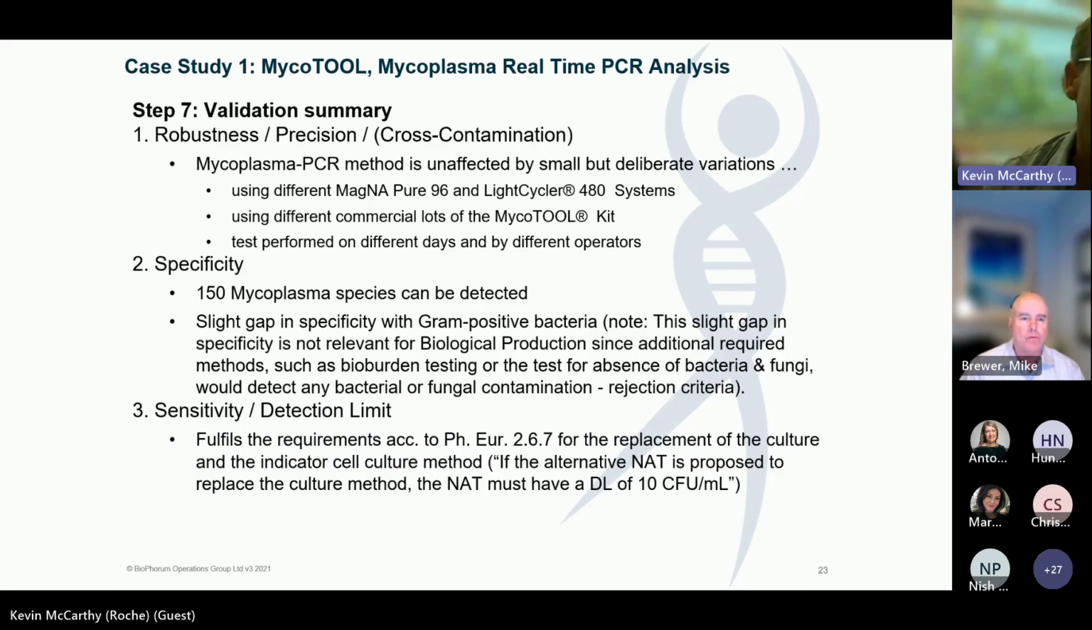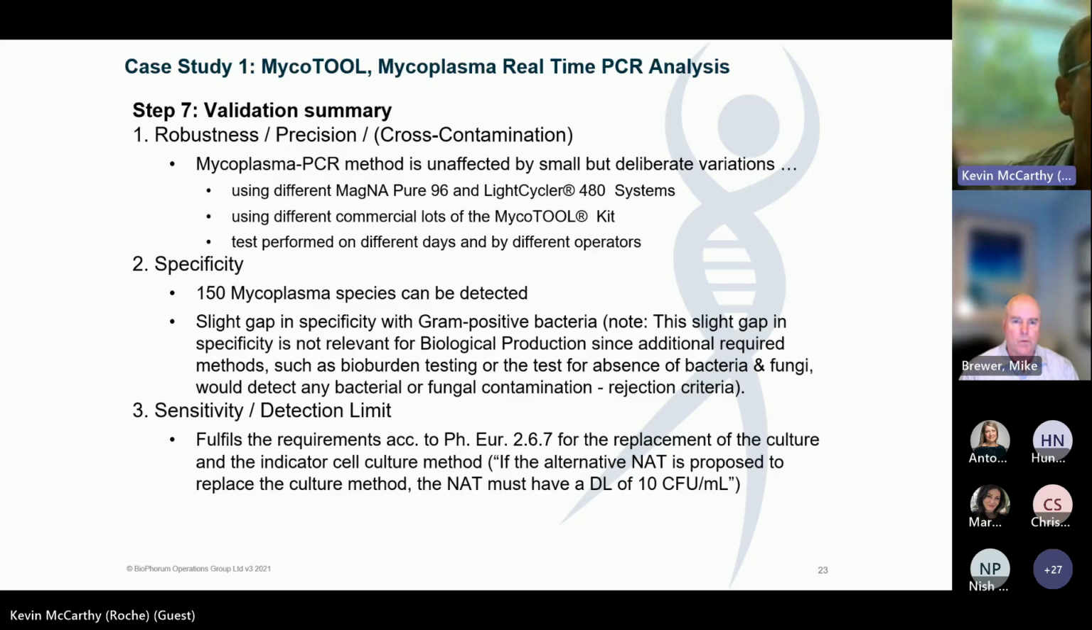So, validation summary, and again, step 7, the validation step, to me was the most important and the most intricate. But to summarize the validation, so the robustness, precision, and cross-contamination, the Mycoplasma PCR method is unaffected by small but deliberate variations using different MagNA Pure 96 and LightCycler 480 systems, using different commercial lots of the Myco toolkit, and tests performed on different days using different analysts.